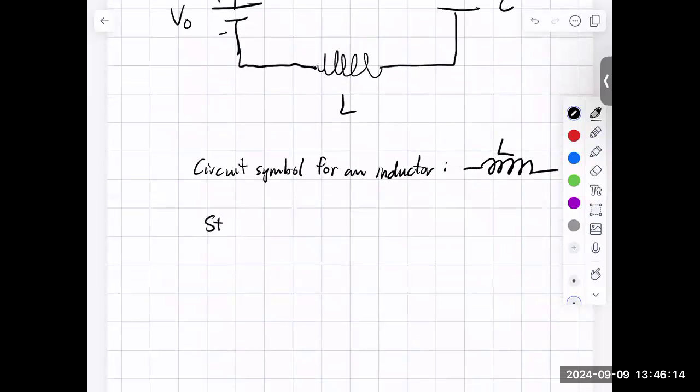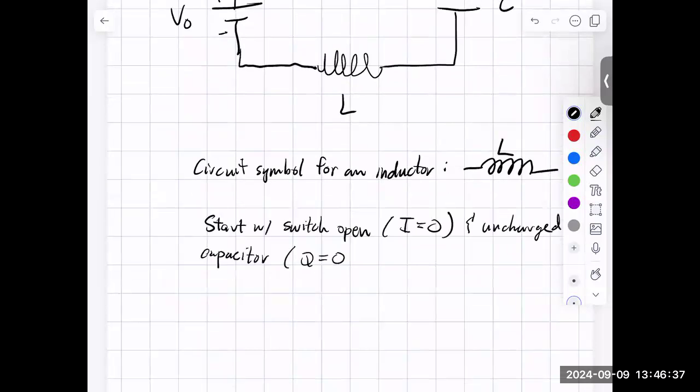So let's start with the switch open so that the current is equal to 0 and an uncharged capacitor so that Q is equal to 0, or equivalently the voltage across the capacitor is equal to 0. So then at time t equals 0, we close the switch.